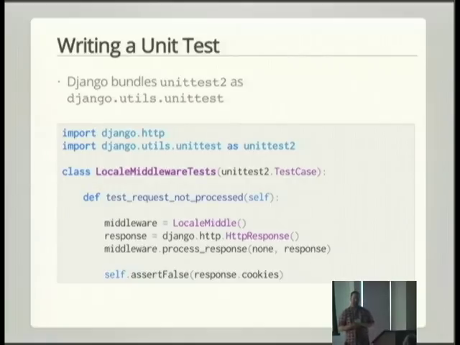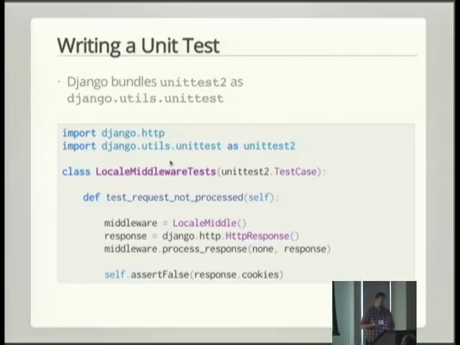So Django bundles unittest2 with it, starting with 1.4, I think. Unittest2 is an improvement to the Python standard library unittest, and that's been included, I think, since 2.7. So if you're running on like 2.6, you can basically always import the Django version and you'll be confident that you can use the newer features of unittest2. So this is sort of the pattern.